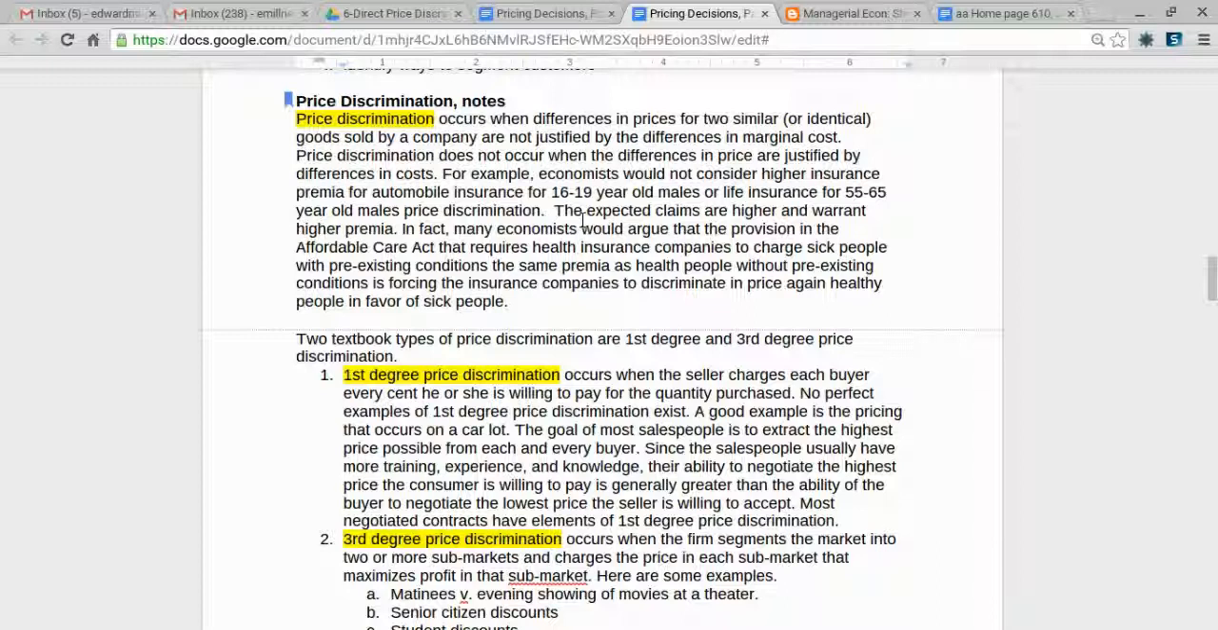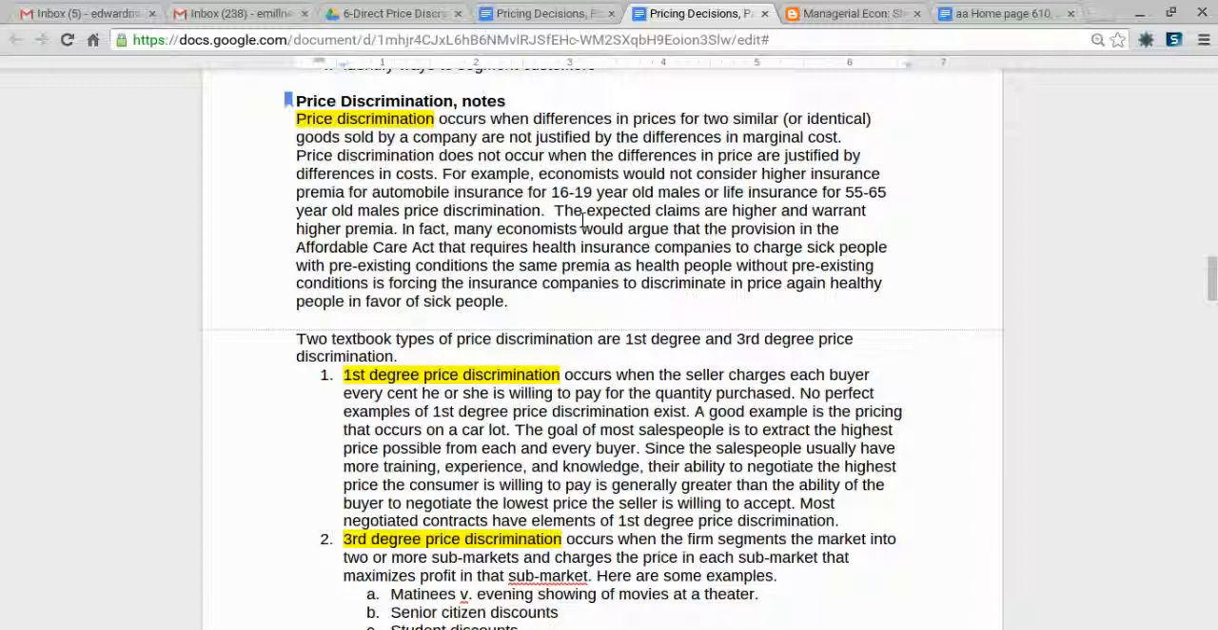History shows that 16 to 19-year-old males tend to make more automobile claims than other portions of the population, and that 55 to 65-year-old males are more likely to die than other portions of the population, and therefore the life insurance payouts will generally be higher for that group than for others. Charging higher prices to reflect higher cost is not price discrimination.